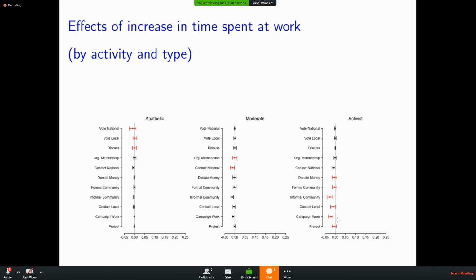And the reason, and this is again something that we can talk about in more detail during the Q&A session, is that I'm only allowing the intercept to vary across types, but not the slopes. And that's in part because of data limitations. I just cannot estimate all of these parameters at the same time, allowing both intercepts and slopes to vary across types.